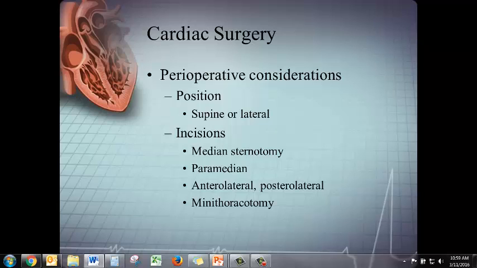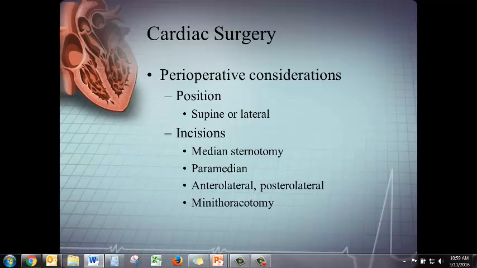Depending on the procedure schedule, the patient will be positioned either supine or lateral. There are a variety of incisions used in cardiac procedures, so make sure you learn them. The median sternotomy is in the midline of the chest and is most commonly used for open heart surgery. It requires a sternal saw.